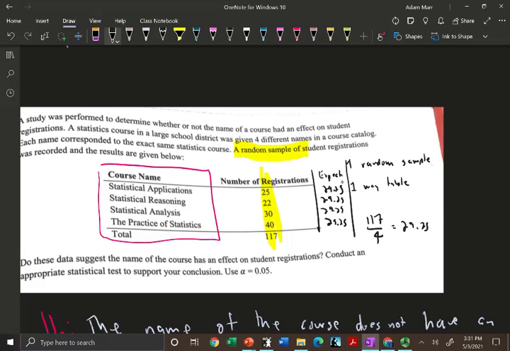And under the plan section, you would just say that all expected values are 29.25, which is greater than or equal to 5, and that would be just fine for the large counts condition. Anyway, right here, so this is a chi-square test of goodness of fit.